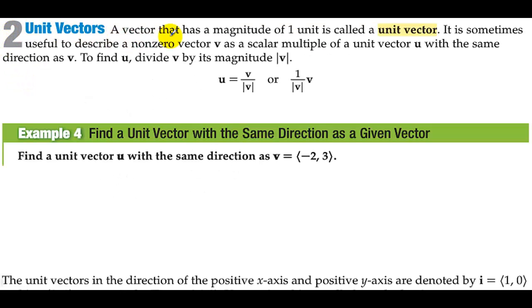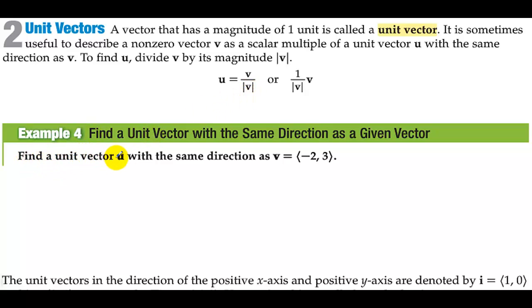Unit vectors. A vector that has a magnitude of 1 is called a unit vector. It is sometimes useful to describe a non-zero vector v as a scalar multiple of a unit vector u with the same direction as v. To find u, divide v by its magnitude, which is denoted by absolute value of v. So to find the unit vector, we take the vector components and divide by the magnitude.